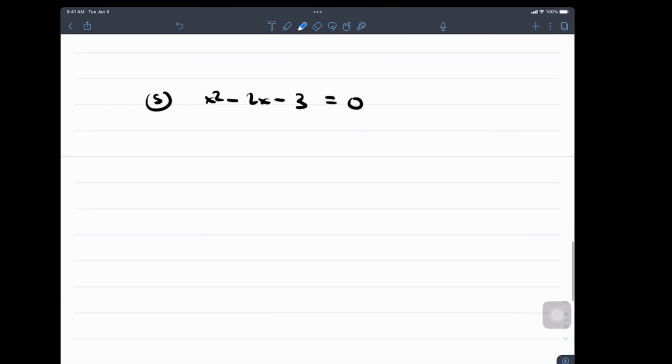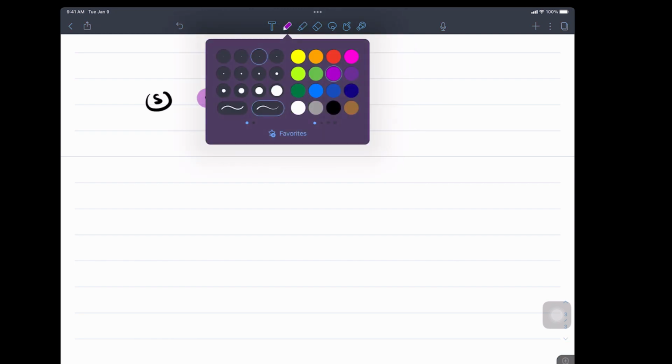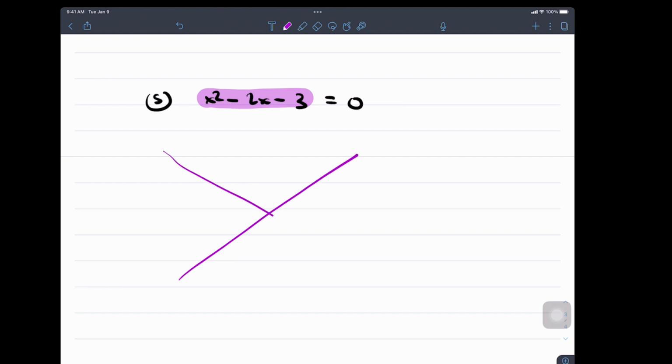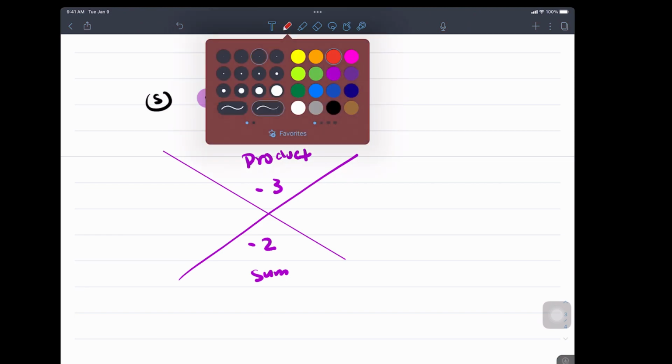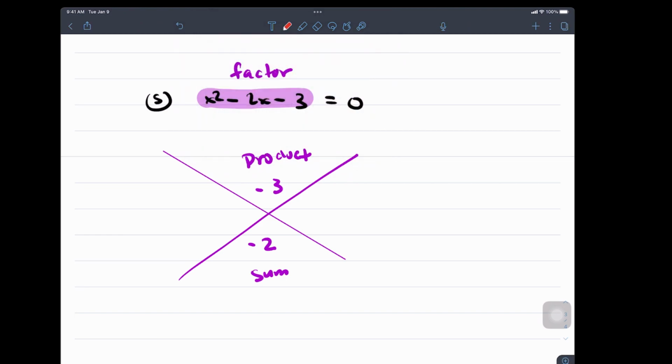What about the next one? We're going to do it the same way, right? We're going to do some crisscross. We're going to factor that one. So the product has to be negative 3 again, and the sum is negative 2. Okay, so we got the product and sum. Because we're going to factor that trinomial, what are the two numbers that we're going to use here? What do the two numbers have to be?